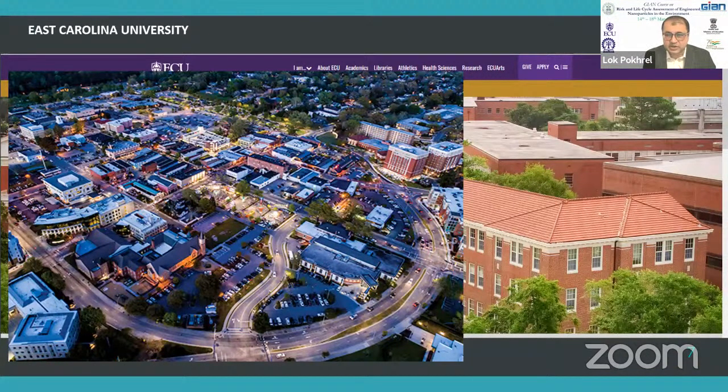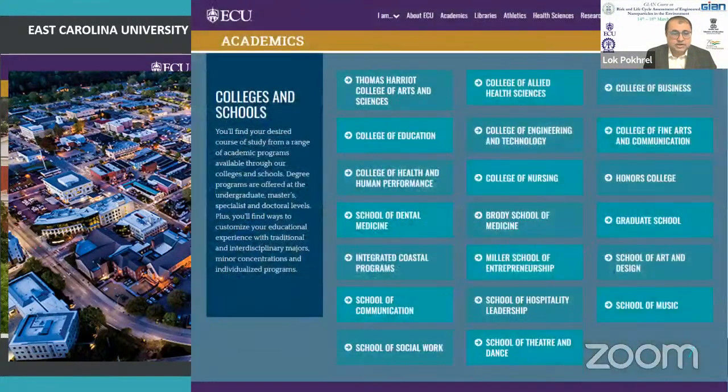So there was really a safety concern for the children, and that in part prompted me to find a better place for children and family, and therefore that was one of the reasons why we moved here to Greenville. So at ECU, we have 19 to 20 different colleges and schools. And I obviously am at Brody School of Medicine.